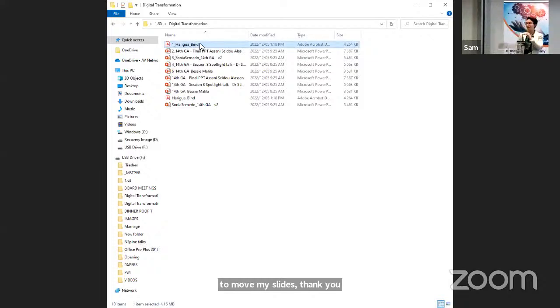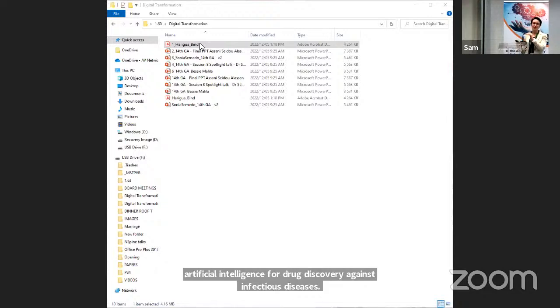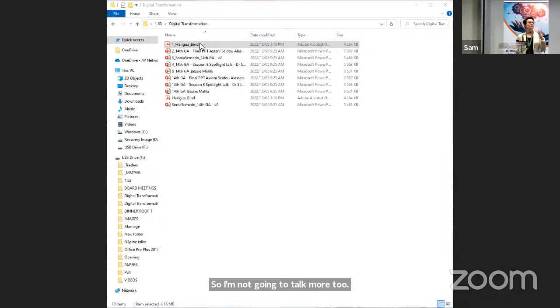And I'll be presenting my work about artificial intelligence for drug discovery against infectious diseases. So I'm not going to talk too much about how important it is to have new drugs against infectious diseases for Africa and African diseases, but I'll be more speaking about how computer-aided drug discovery and computational approaches can help enhancing and leveraging the whole process of drug discovery.